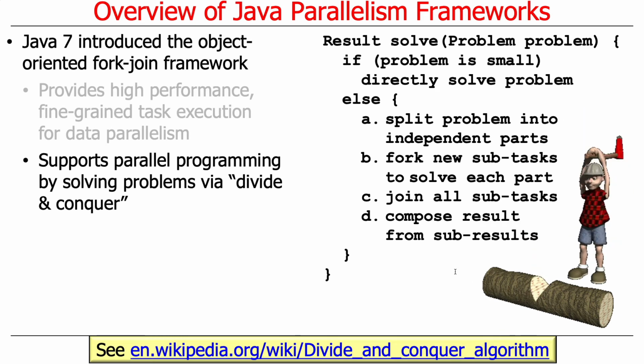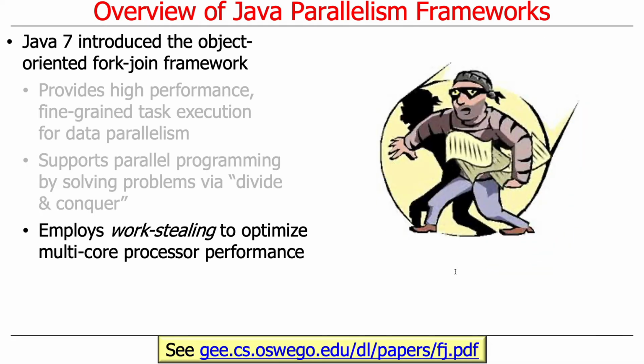And the way that works is if the problem you have to work with is small, then you just solve the problem sequentially. Otherwise, you split the problem up into independent parts, hopefully evenly and efficiently. You fork new subtasks to solve each part. You then join all the subtasks and compose the results together from the subresults to create a final reduced result. So that's divide and conquer. And again, think about merge sort or heap sort or quick sort, same kind of idea.